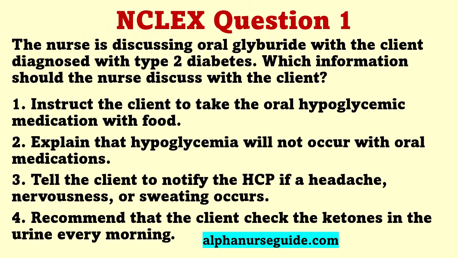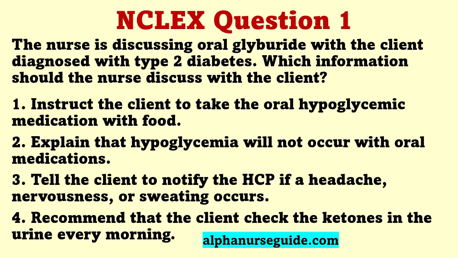The nurse is discussing oral glyburide with the client diagnosed with type 2 diabetes. Which information should the nurse discuss with the client? 1. Instruct the client to take the oral hypoglycemic medication with food. 2. Explain that hypoglycemia will not occur with oral medications. 3. Tell the client to notify the HCP if a headache, nervousness, or sweating occurs. 4. Recommend that the client check the ketones in the urine every morning.